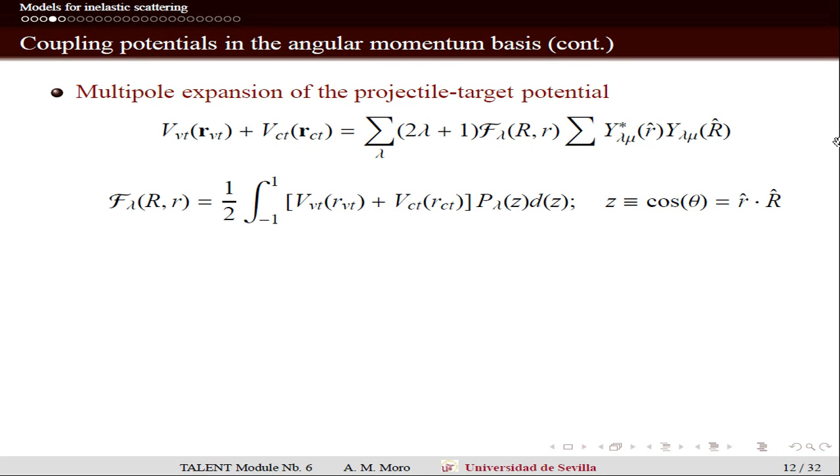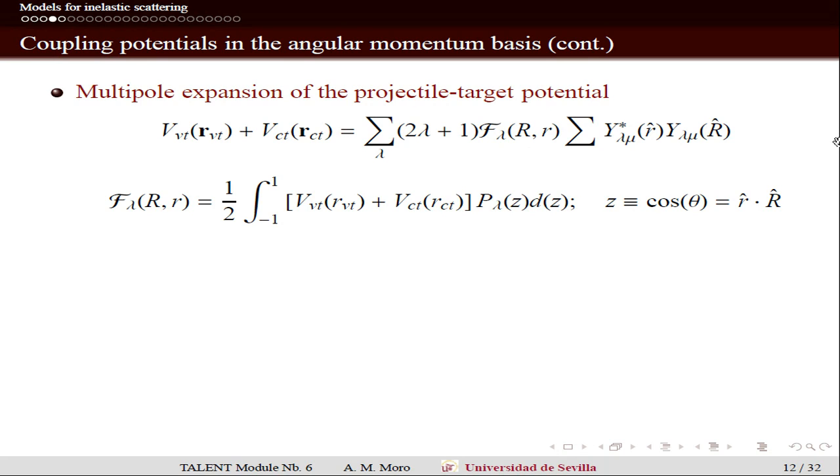So remember, our strategy was to start from the projectile-target potential, to make an expansion of this potential in order to separate the angular part, so a multipole expansion of the potentials. In this particular case, this expansion looks like this, with this f function expressed in this way. This step maybe is not trivial for you at first sight, so maybe it's a good exercise if you try to do it by yourself.